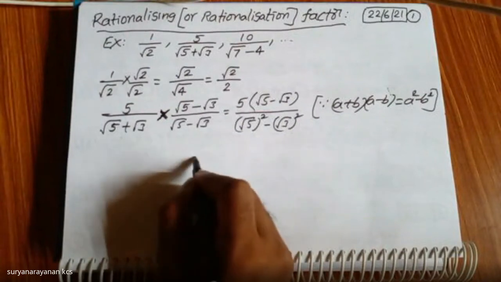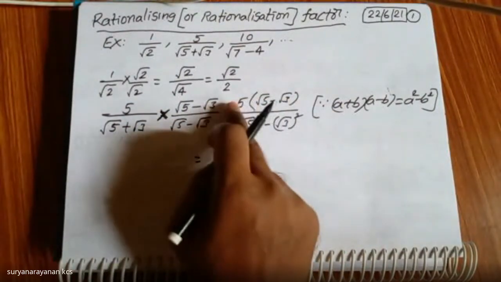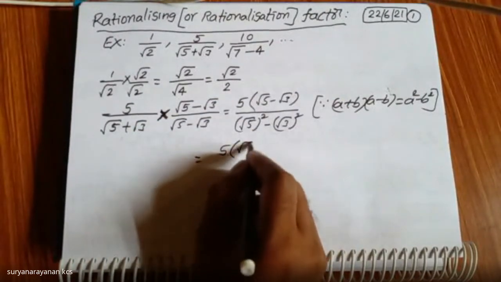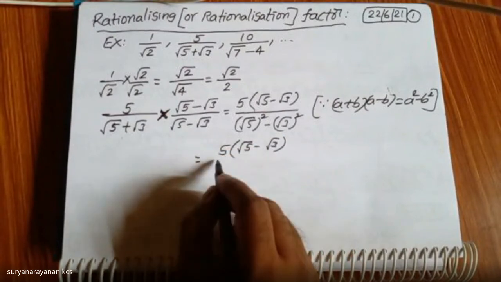Okay, my children. Now in the numerator, let us multiply, or you can leave the numerator as it is, 5 into root 5 minus root 3. In the denominator, what do we get?